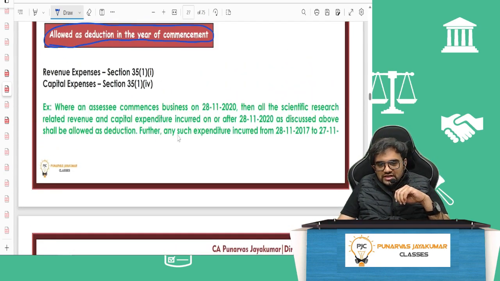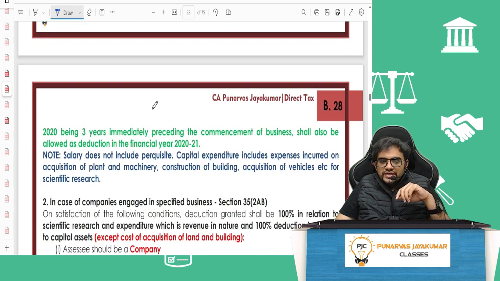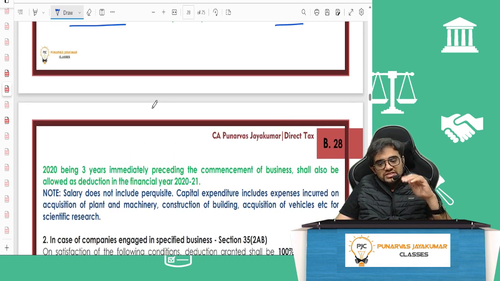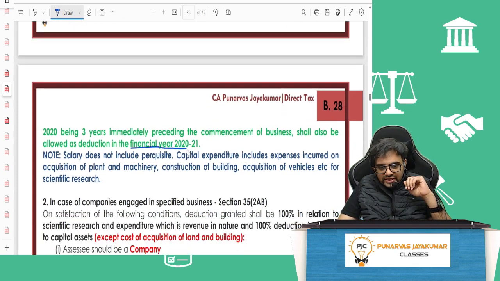So if you see where an SSE commences business on 28/11/2020, then all the scientific research related revenue and capex incurred on or after 28/11/2020 as discussed above shall be allowed as deduction. Further, any such expenditure from 28/11/17 to 27/11/2020, the 3 years immediately preceding, shall also be allowed as deduction from the year in which the business commences, that is in the financial year 2021.